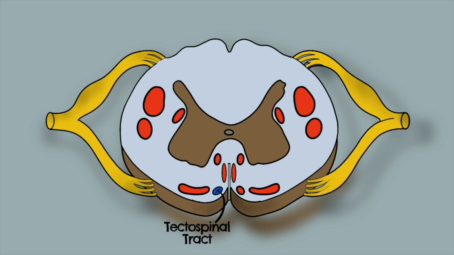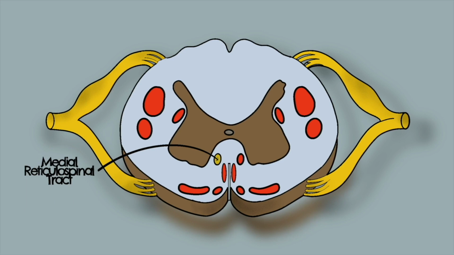The tectospinal tract arises from the superior colliculus of the midbrain. The superior colliculus receives visual input, and the tectospinal tract is thought to mediate reflex movements in response to visual stimuli. The reticulospinal tract arises from the reticular formation of the pons and medulla. Axons arising from the pontine reticular formation descend ipsilaterally as the medial reticulospinal tract.